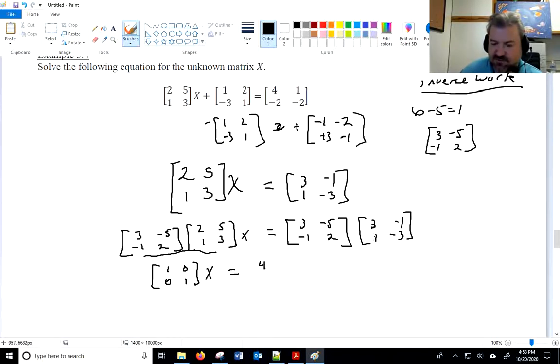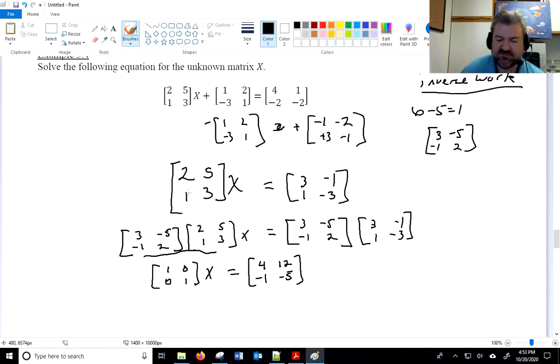This row with this column: 3, 3, negative 5, 1. Now this row with this column: 3 times negative 1 is negative 3, plus 15 is 12. Then I have this row with this column: negative 3 plus 2 is a negative 1. Then I have negative 1 times negative 1 is 1, and 2 times the negative 3 is a negative 6. So that's a negative 5.